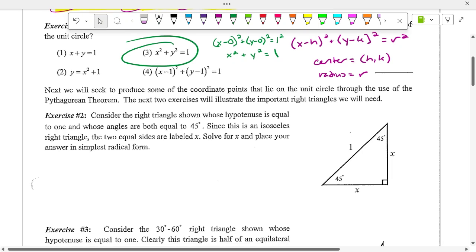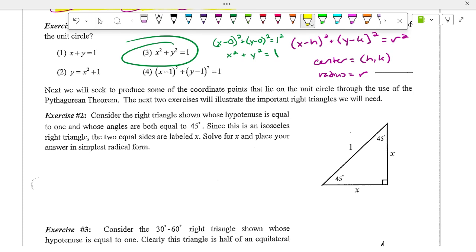Now, the next part, we got to do some stuff with special right triangles. The unit circle's actually built up of special right triangles. So we got to review special right triangle stuff. We're going to consider the right triangle shown whose hypotenuse is equal to 1 and the angles are both equal to 45 degrees. It's an isosceles right triangle, meaning that two sides are equal and they're labeled as x. So we're going to use the Pythagorean theorem to solve for x, and leave our answer in simplest radical form.